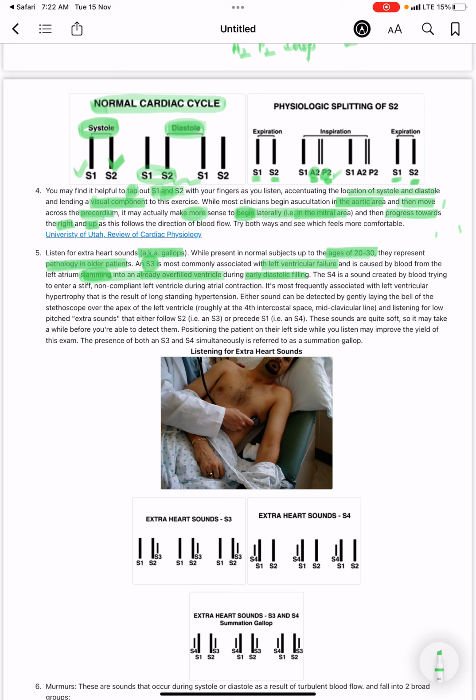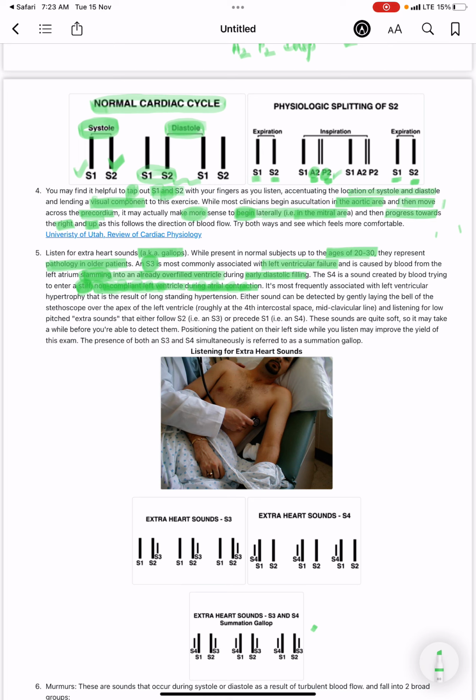S4 is a sound created by blood trying to enter a stiff, non-compliant left ventricle during atrial contraction. S4 is due to a stiff, non-compliant left ventricle. S3 means left ventricular failure, with blood from the left atrium slamming into an overfilled ventricle during early diastolic filling.